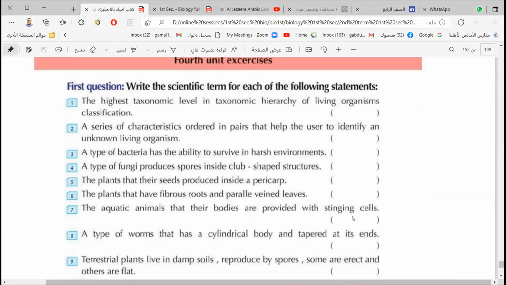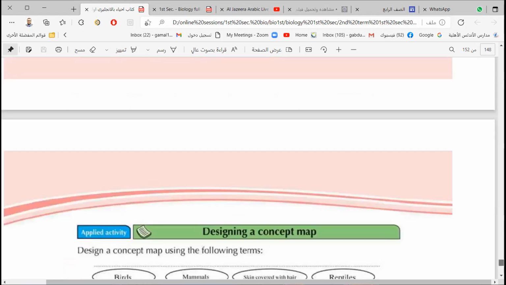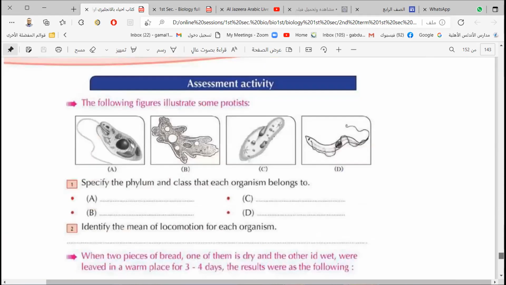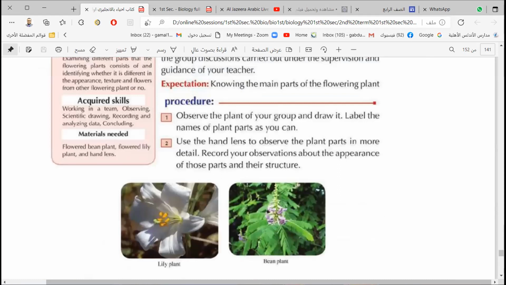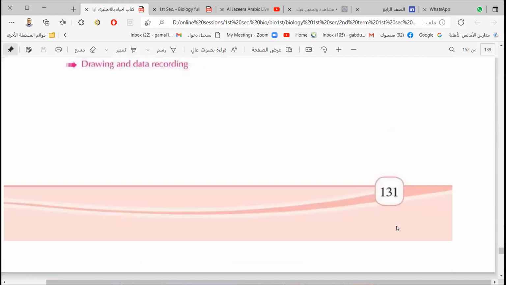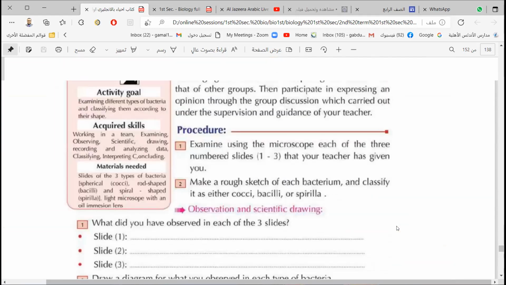Okay, number 5. The plants that their seeds are produced inside a pericarp. The seeds found inside a pericarp. Let's go to the plant kingdom. Revise. Yes? Conifers. Conifers have seeds inside a cone, not inside a fruit envelope or a pericarp.